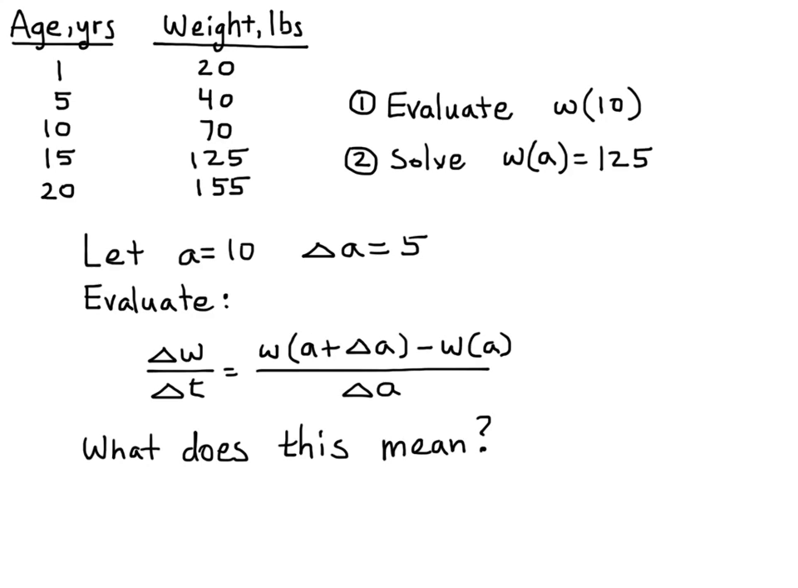Now a little bit further along, at 15 years, I'm at 125 pounds. So if I look at the line that connects these two, and I want the slope, what I have is 125 minus 70 over 15 minus 10. If I put this in words, this is the change in weight, and this is divided by 15 minus 10, which is the change in time.